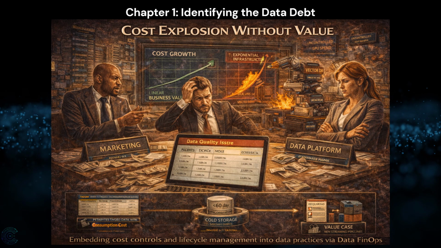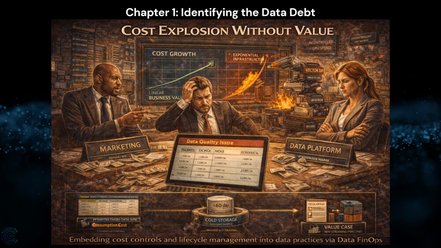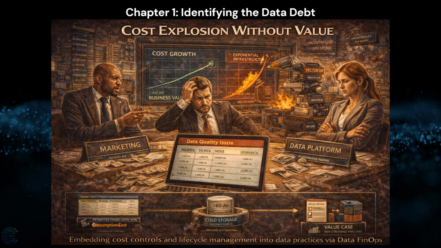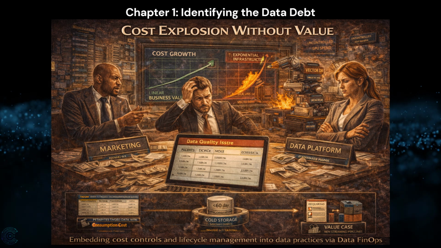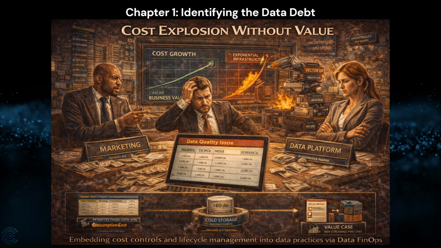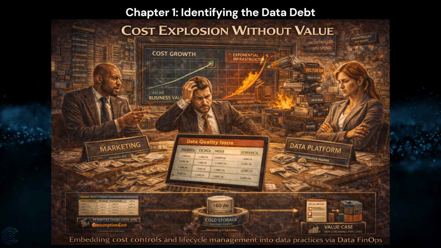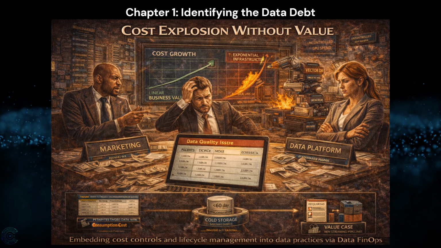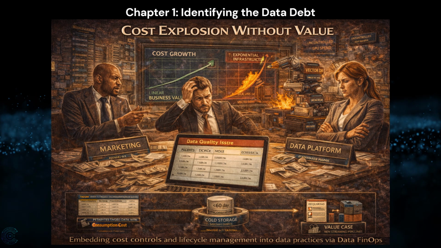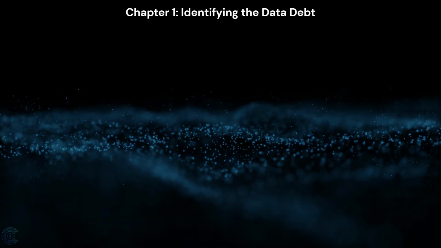Implement automated lifecycle policies, for example, move data to cold storage if not queried for 60 days. Require a value case for all new high-frequency streaming pipelines. Result: 30% reduction in cloud OpEx. Alignment of data spend with actual business growth.